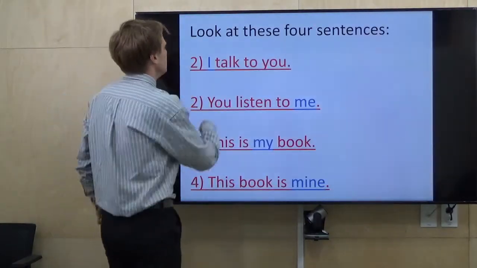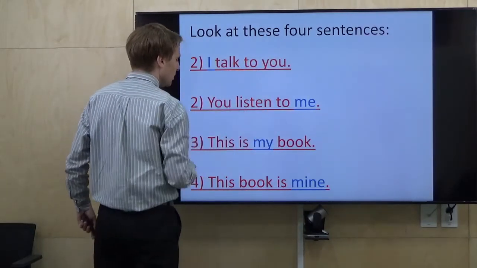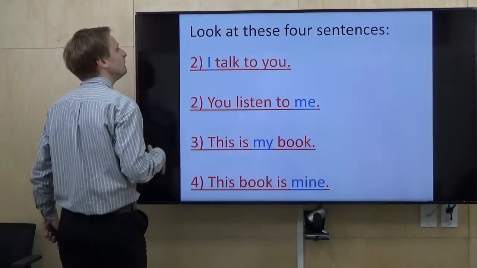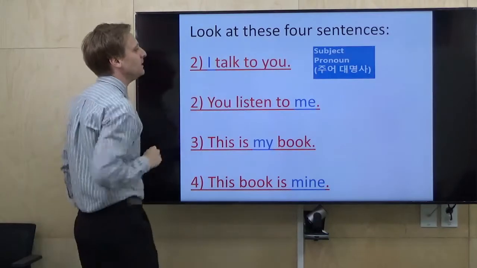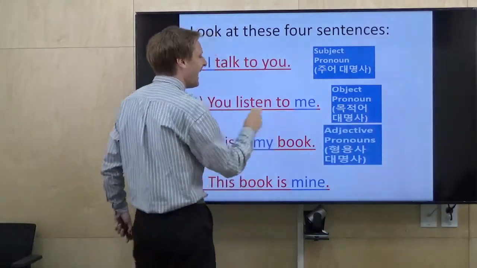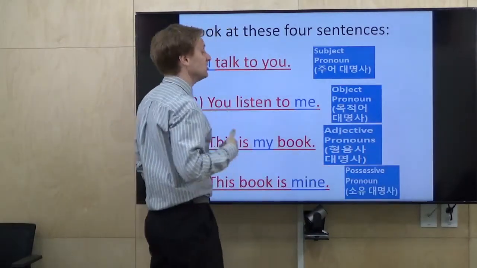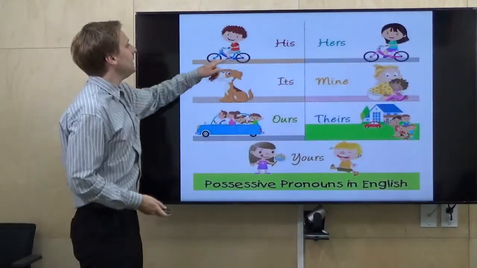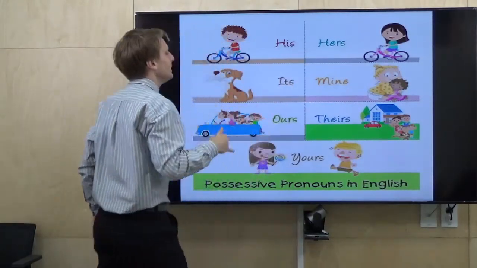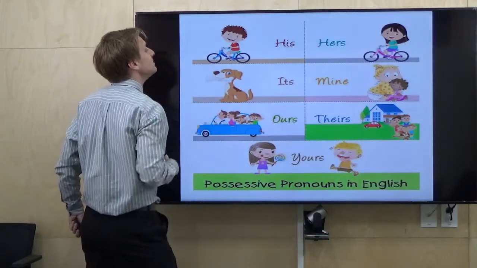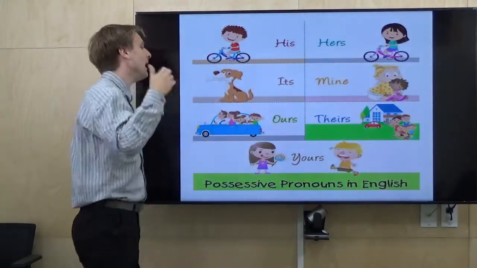Look at these 4 sentences. I talk to you, you listen to me, this is my book, the book is mine. These are the 4 forms of pronoun we need: I, me, my, mine. Okay? The subject pronoun, the object pronoun, the adjective pronoun, or the weak possessive pronoun, and the possessive pronoun, the strong possessive pronoun. Here, it is his bike. The bike is his. It is her bike. The bike is hers. It is its bone. The bone is its. It is my doll. The doll is mine. Okay?